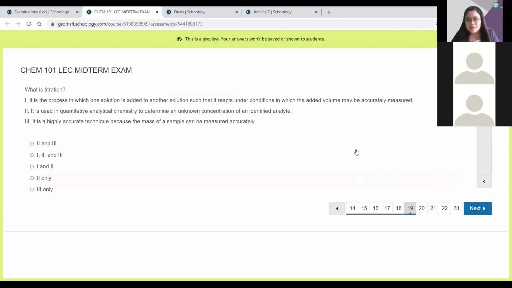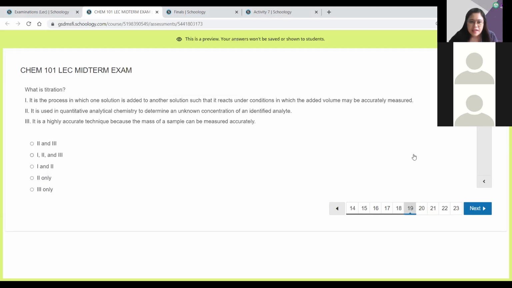Next. What is titration? So let us evaluate the following sentences. 1, it is the process in which one solution is added to another solution such that it reacts under conditions in which the added volume may be accurately measured. So remember, class, that one solution is added through a burette while the other solution is in a flask, for example, an Erlenmeyer flask. So definitely this is correct.